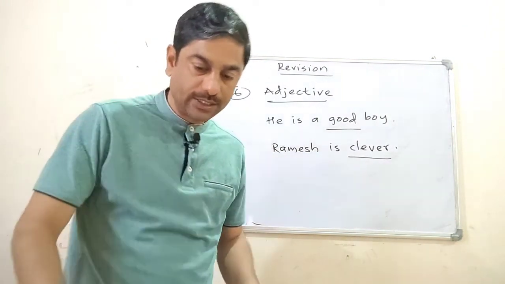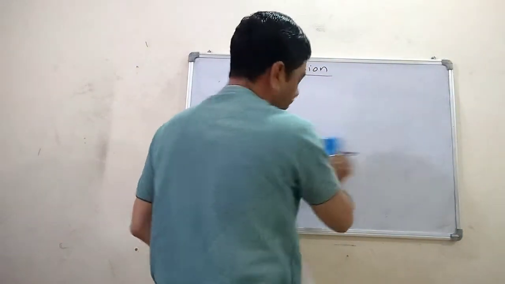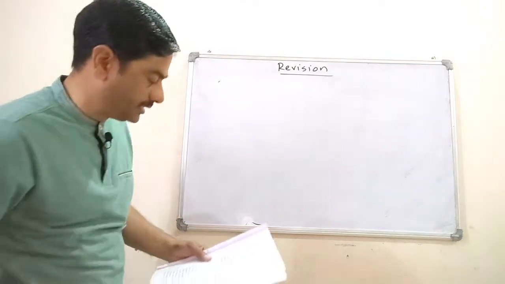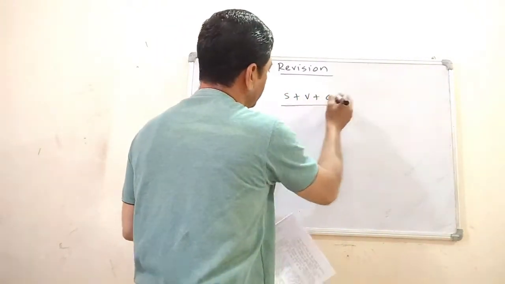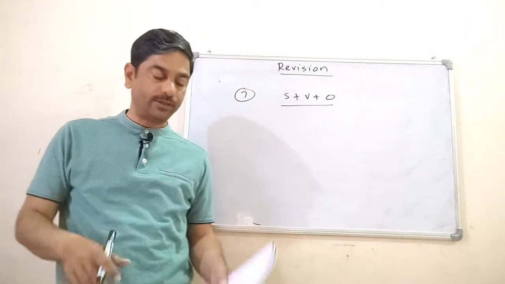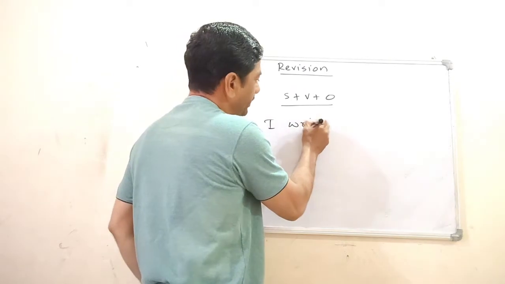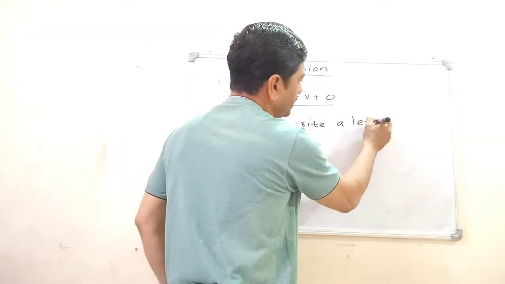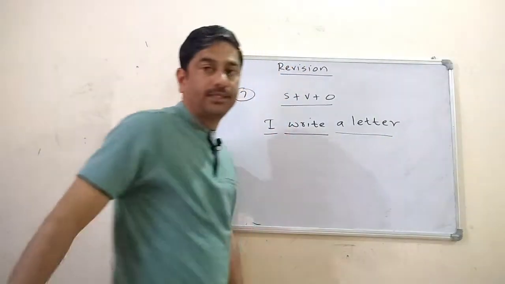We studied one more structure. The structure was like this: S plus V plus O. Here S is subject, V is verb, and O is object. I write a letter. So in this sentence, I is the subject, write is the verb, and a letter is the object.